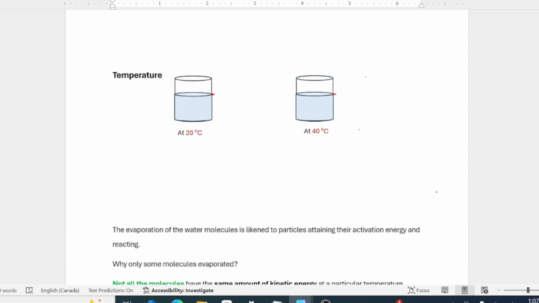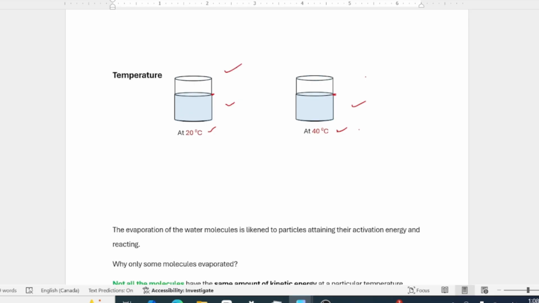Consider the following two scenarios. Here are two beakers with equal masses of water. One is maintained at 20 degrees Celsius and the other one is maintained at 40 degrees Celsius. The levels of the water are marked by these red lines here on these beakers. The question is, what would happen to both of these beakers if they're maintained at these temperatures and left open for about a week afterwards? What would you notice with the levels of the water, starting with this beaker here?